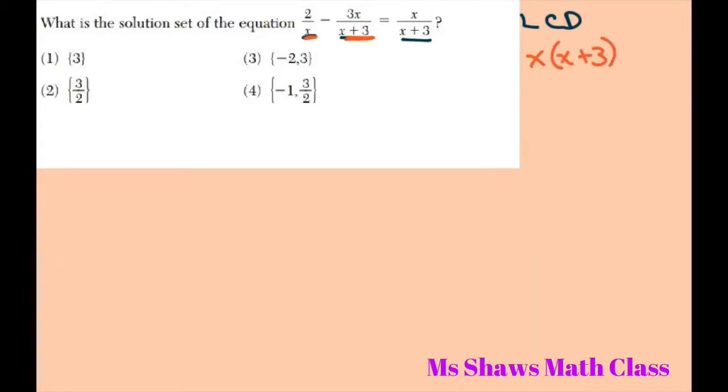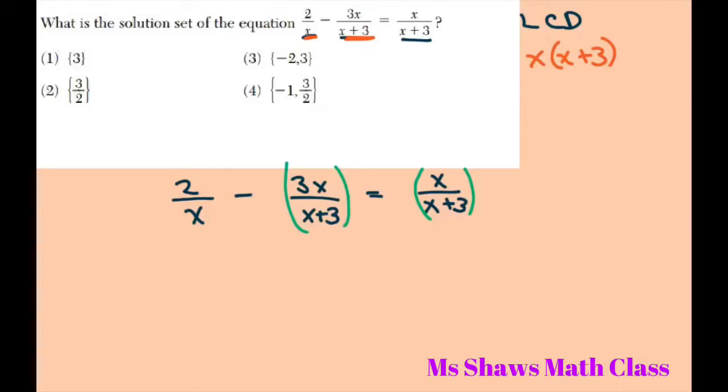So let me write out the equation. You have 2 divided by x minus 3x divided by x plus 3 equals x divided by x plus 3. Now I'm going to multiply each term to clear the fractions by x times x plus 3. Multiply that term.